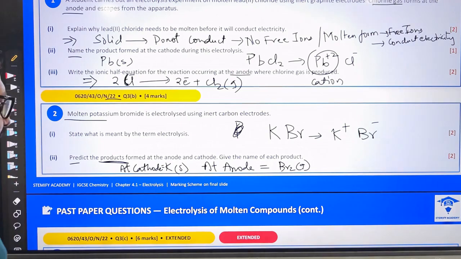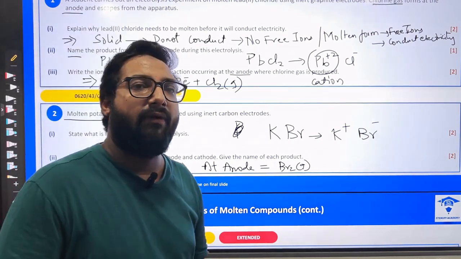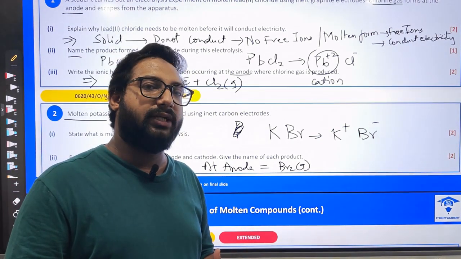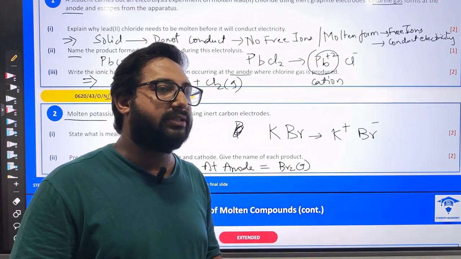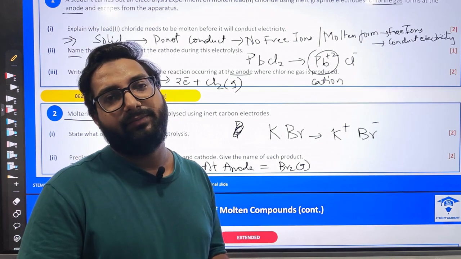As simple as that. But it is very simple when you understand the concept, when you know the concept. So it gets very simple. If you are not aware about the concept, then things become difficult.